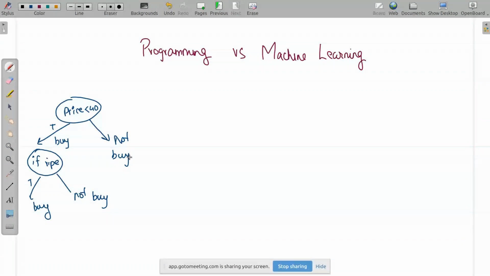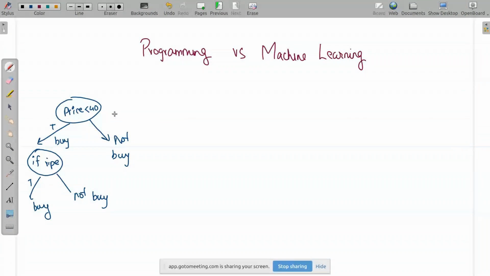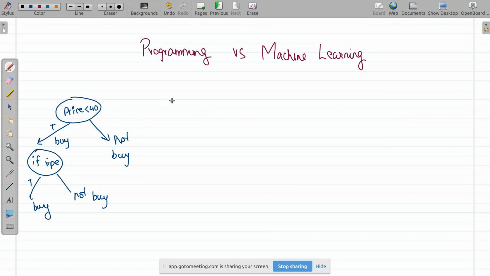So what just happened here? I made a flow diagram kind of thing. So you can actually make a program out of it, which basically takes input of the banana price and what is the banana state. Is it ripe or is it raw? And based on that, it will throw you an answer what you should do. Yes. So that is the conventional programming perspective that we usually have.